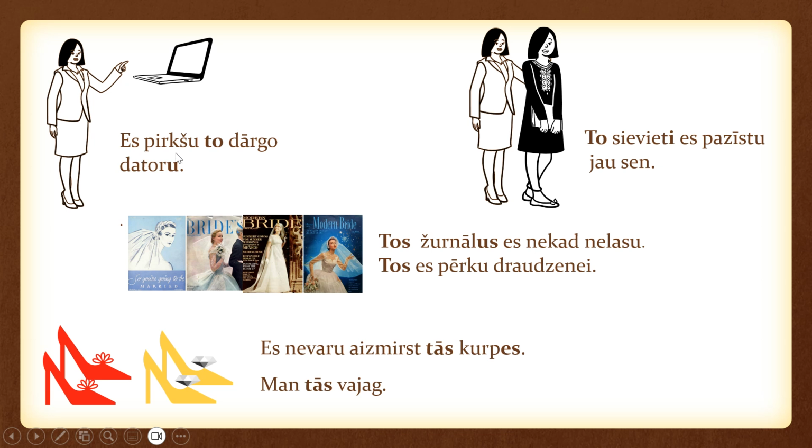Now, for example, es pirkšu to dārgo datoru. So I will buy that expensive computer. To datoru. Expensive is an adjective and therefore it has a definite ending. As you can see, the endings match. To dārgo. To sievieti pazīstu jau sen. So that woman I have known for a long time.